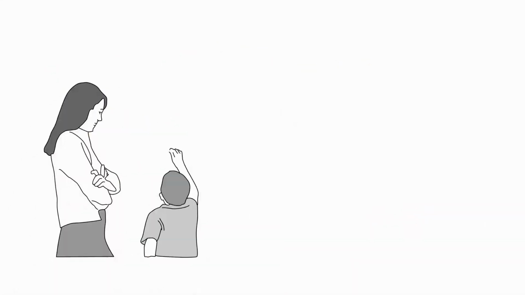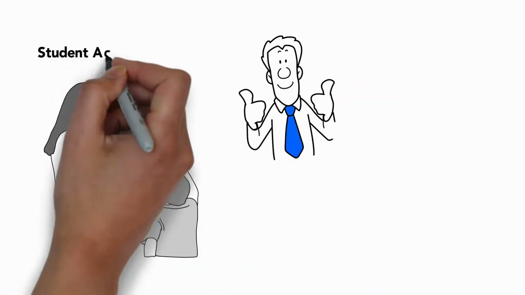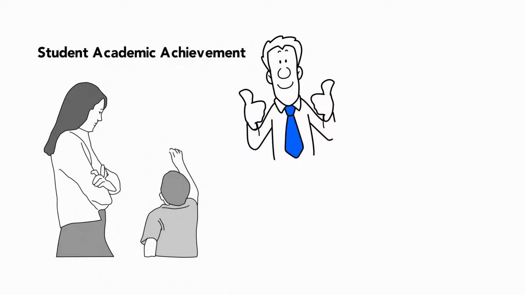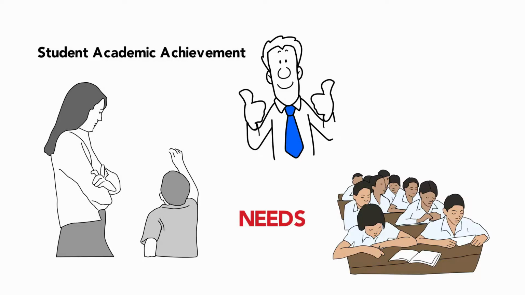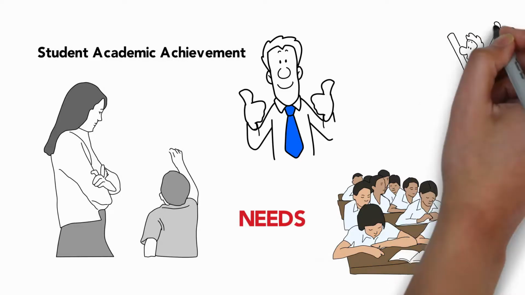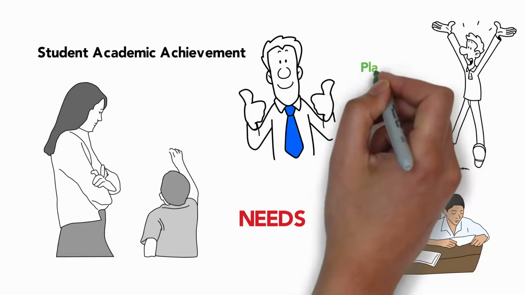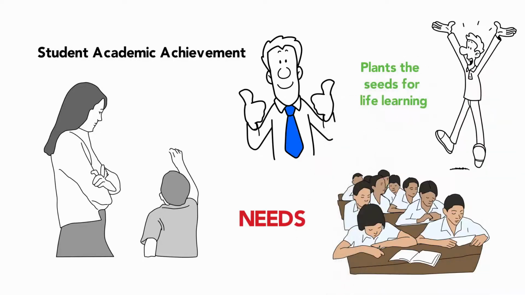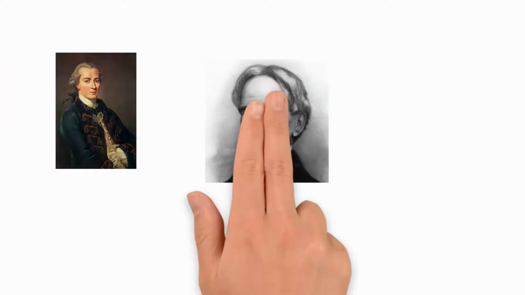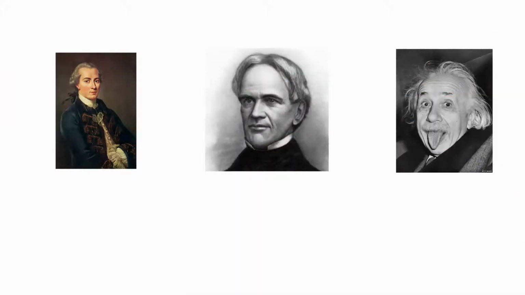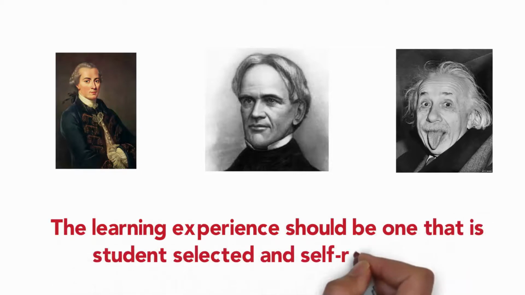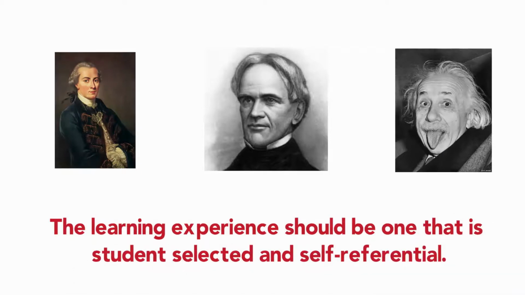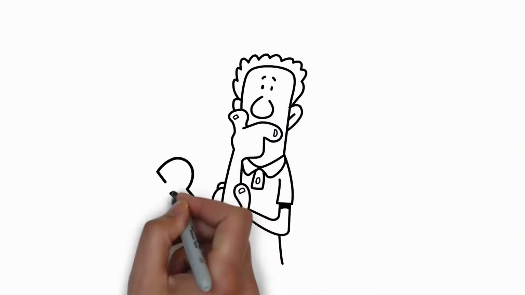Understanding what motivates learners is the key to student academic achievement and the foundation of building curriculum that focuses on student needs that in turn solve student problems, which increases motivation and plants the seeds for lifelong learning. Great thinkers such as Immanuel Kant, Horace Mann, Albert Einstein all believe that the learning experience should be one that is student-selected and self-referential. So what does this all mean for educators?